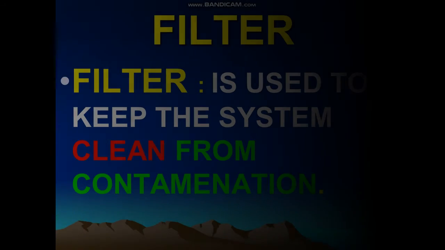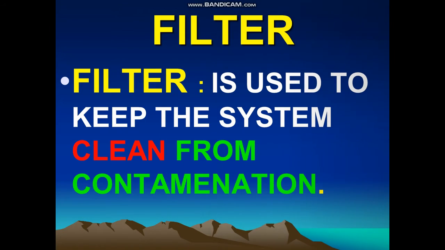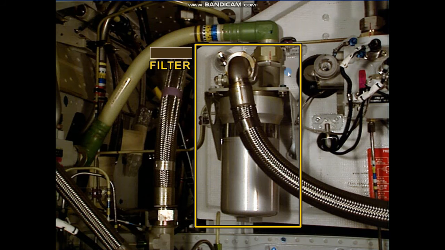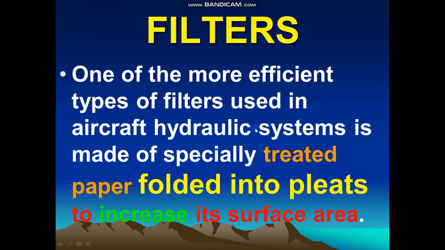The second component is the filter. The filter is used to keep the system clean from contamination. And here we have our filter. One of the more efficient types of filters used in aircraft hydraulic systems is made of specially treated paper folded into pleats to increase its surface area.